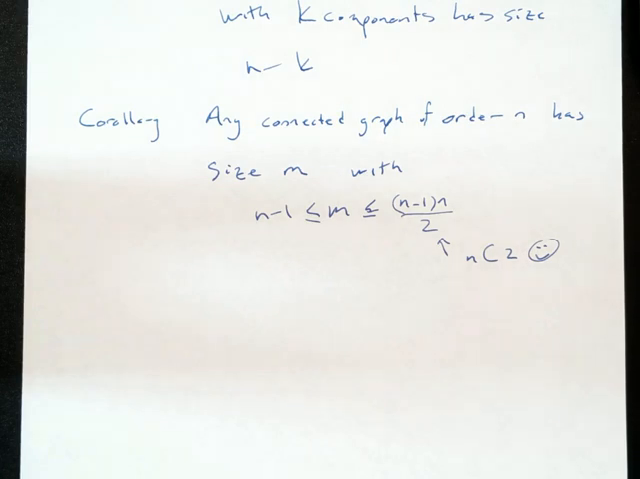What was my definition of a tree again? So no cycles, connected. But we just said the minimum possible size of any connected graph is n minus 1. And if you're a tree, you have to have that size. That turns out to be an if and only if statement, provided one of the other two is true.